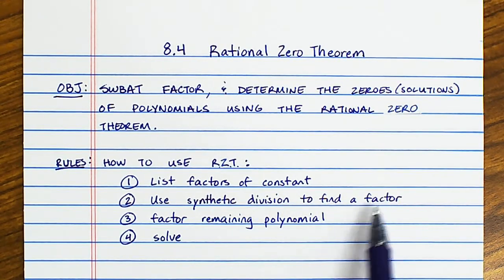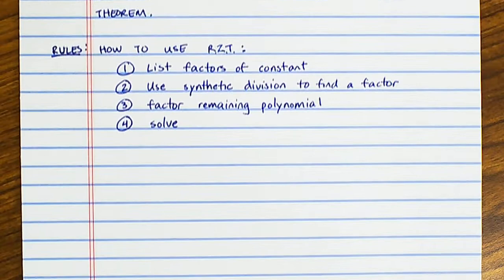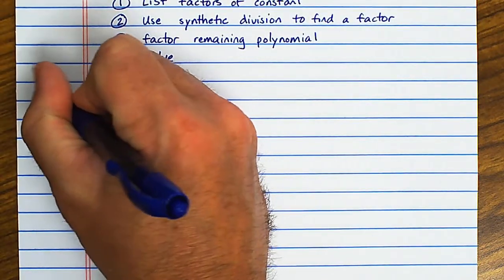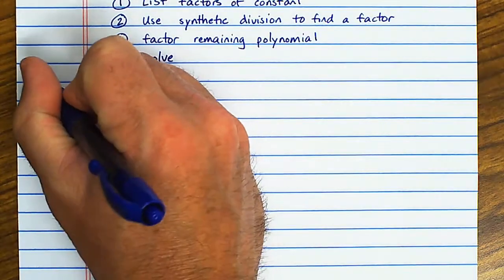Once we find one that works, we're going to factor the remaining polynomial, split it, and solve. So this can be something where you might have to use the rational zero theorem once. This could be something where you might have to use it twice and maybe 3 times. That is something that we just don't know. So let's jump into it and see if that helps us understand a little better what we're doing. And so we'll call this example 1.